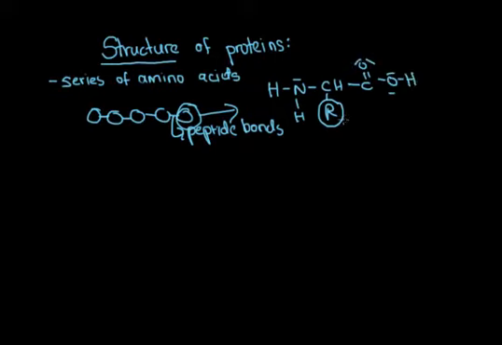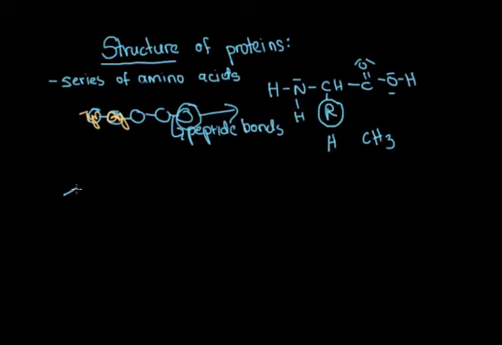This variable region is what allows amino acids to be different. Each one of these could be something else. This one could be tyrosine, this one could be glycine, and so on and so forth. For example, this R, if it were glycine, would be an H, whereas if it were another amino acid, it could be a methyl group, a CH3. And that's what the R represents.